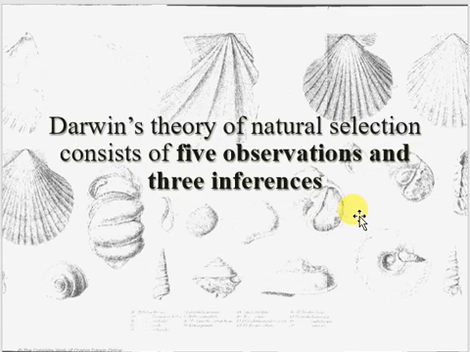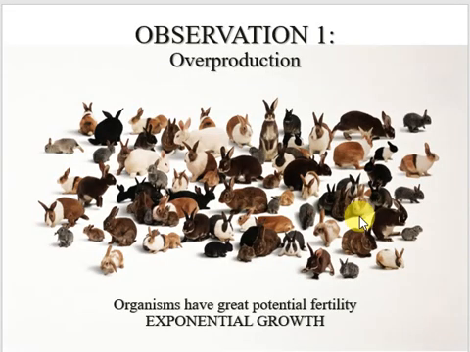Now, Darwin's theory consists of 5 observations and 3 inferences. We're going to go through each of them. His first observation dealt with overproduction. Every species tends to produce more offspring than can actually survive into maturity. They overproduce in order to ensure that some of the offspring will indeed live into adulthood and therefore create offspring of their own.